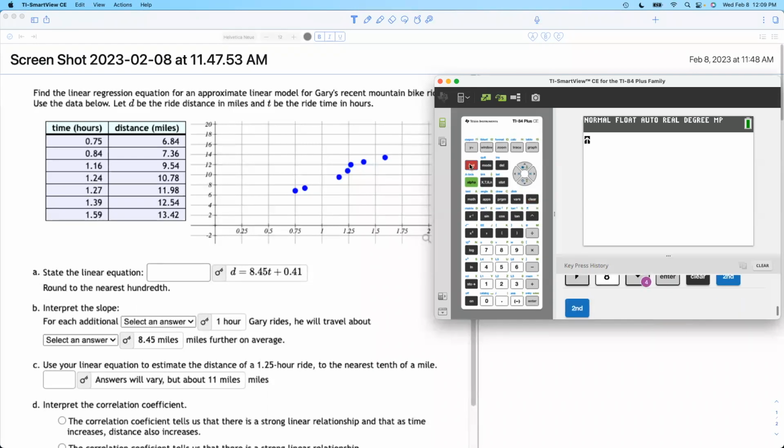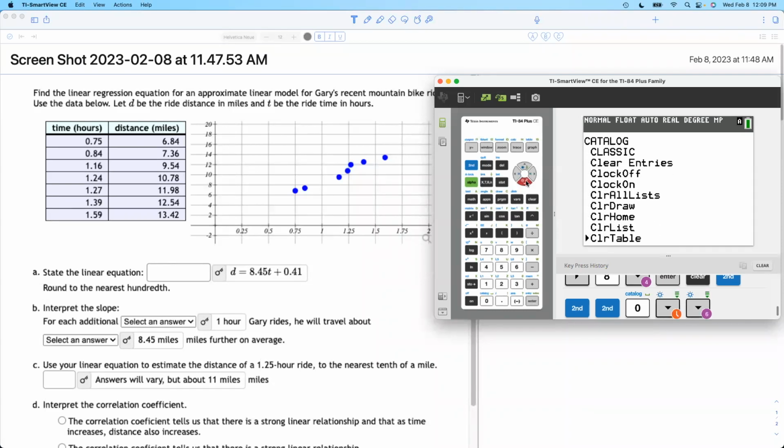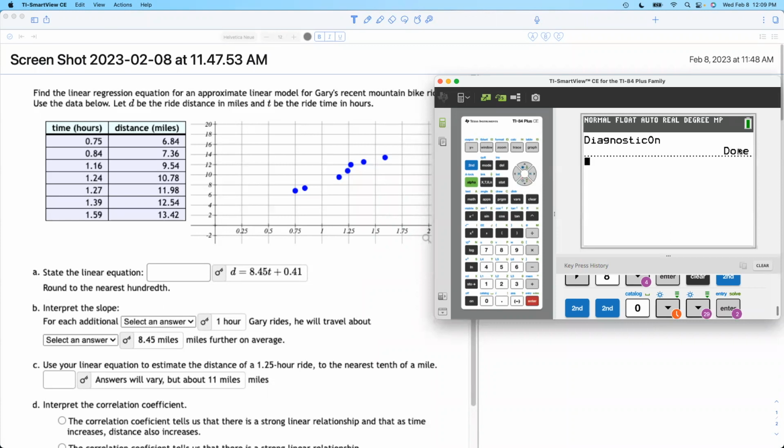So we're going to hit second here. I'll start from the beginning. Second 0 to get to catalog. And we're going to scroll down. You scroll for a while to diagnostic on, not there, that's off, on, until it says done. Keep hitting enter until you see done. I don't know why this isn't the default. It should be, but it's not. So once you turn that on, it's on now.